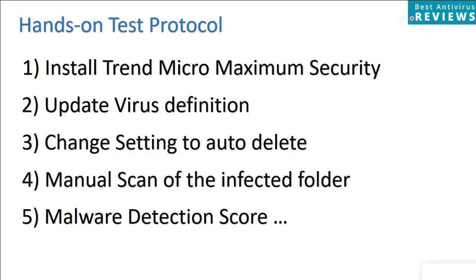So let's start with our hands-on test protocol. The first thing that we're going to do is install Trend Micro Maximum Security in trial mode. After the installation finishes, we will update to the latest virus definitions and change the program settings to auto-delete any file that is detected as malware. Following the change, we will start a manual scan of the infected folder and count the number of files left in this folder after the scan. The number of files will let us know the detection score of Trend Micro.